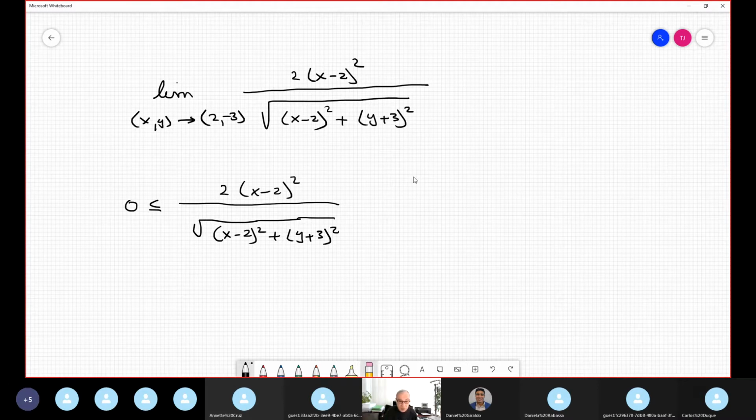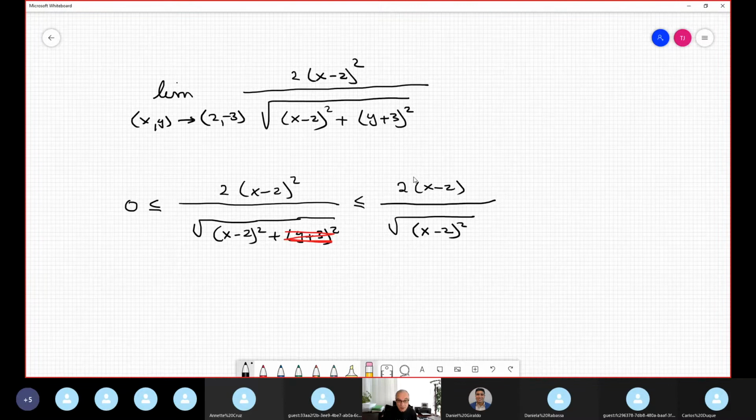I make an approximation here. An approximation is I mentally delete this part. And when you delete that part, you obtain this expression as 2x minus 2 over the square root of (x minus 2) squared. And this is, of course, true, because when you delete the y part in the denominator, the denominator is smaller, so the entire fraction is greater. So this expression is greater than this.